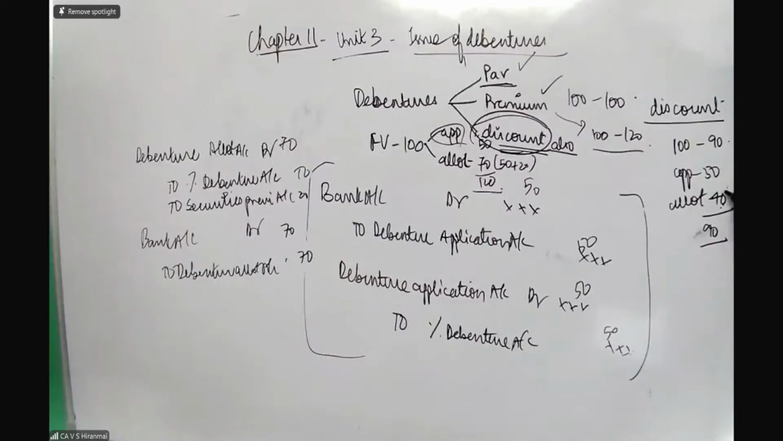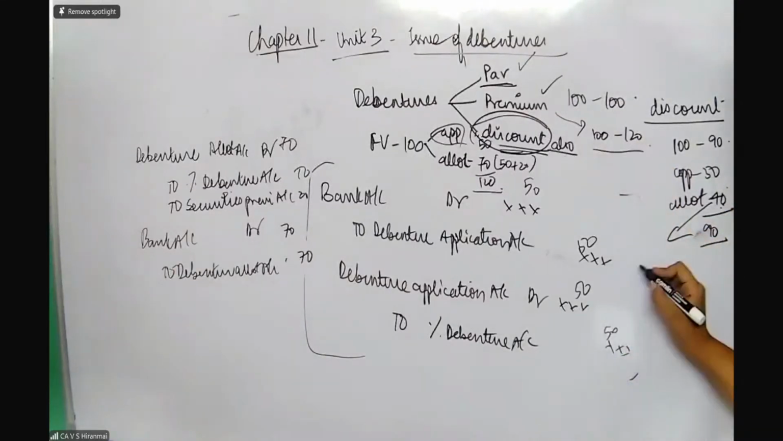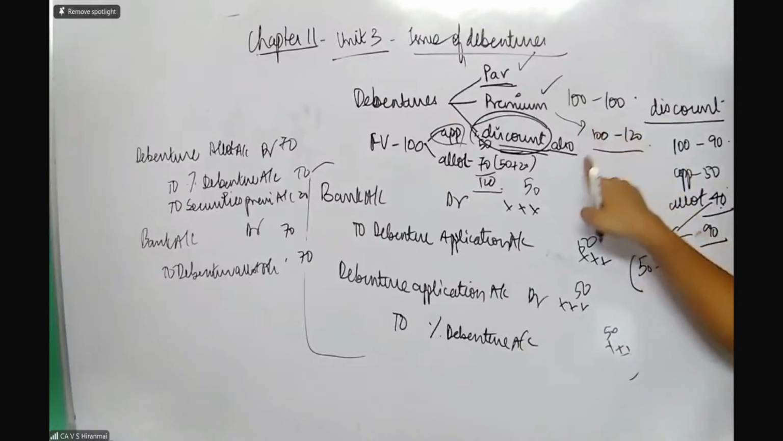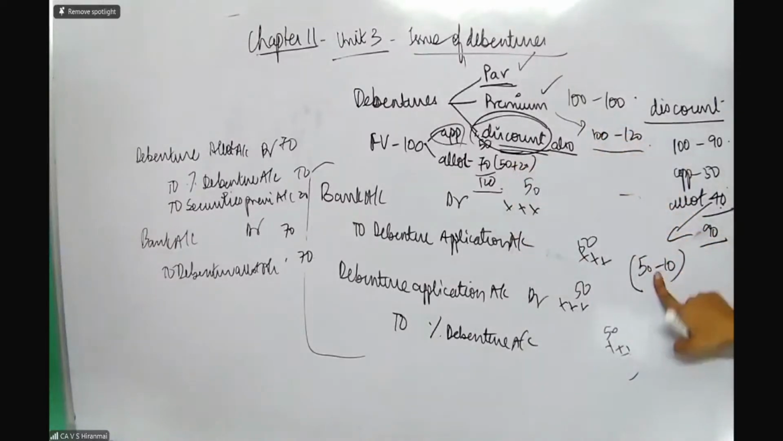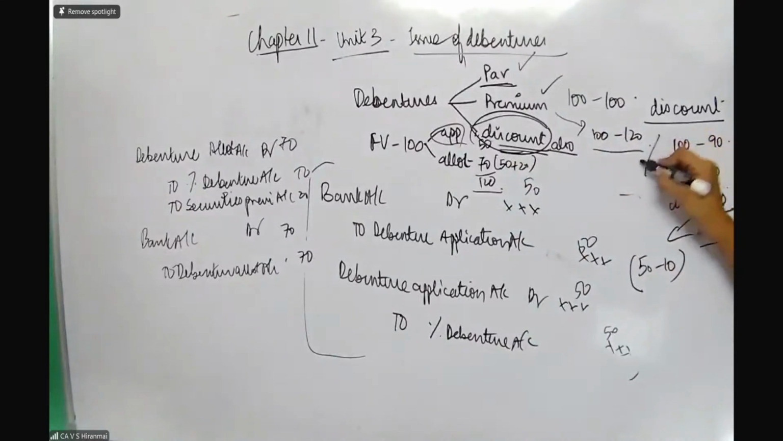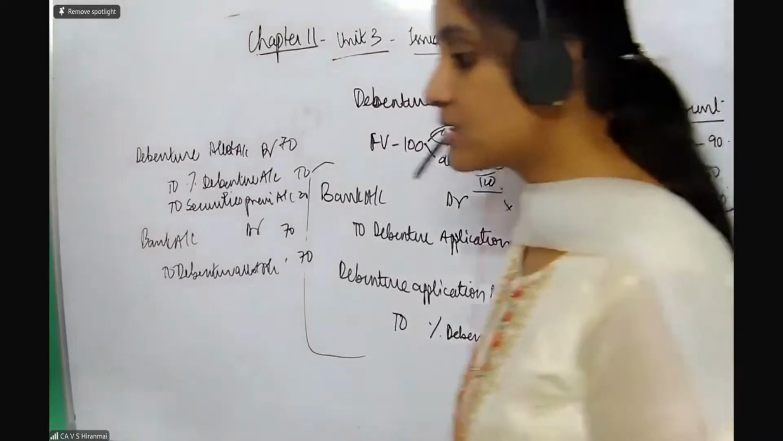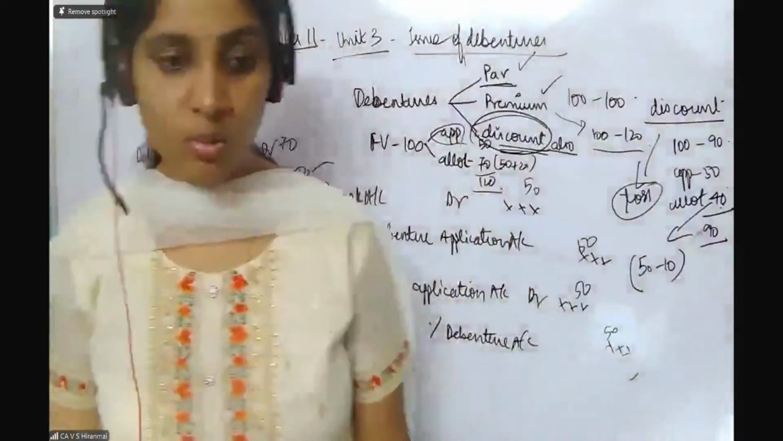Please see here on 40. Okay, I cannot write it there. 40 has become 50 minus 10. Here it was plus. Here it is minus. So the discount is a loss to the company. This is a concept that we are learning now.